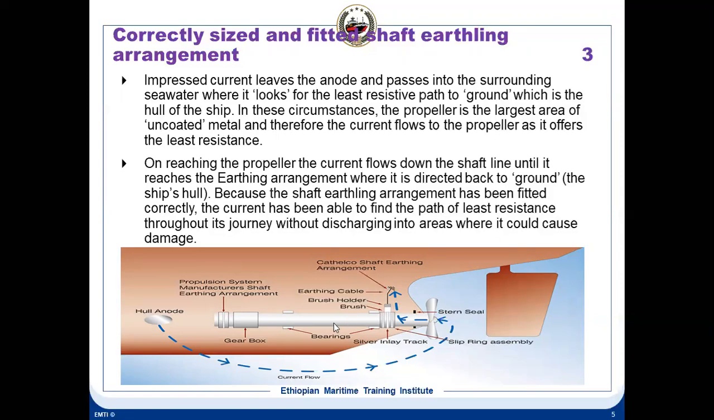Okay, so what you asked me about the current? The current is, one from the anode side, one from the sacrificial anode. Also, in case of electrical propulsion ships, the stray current can come through the shaft. And this current has to be drained. That is why shaft grounding is used.